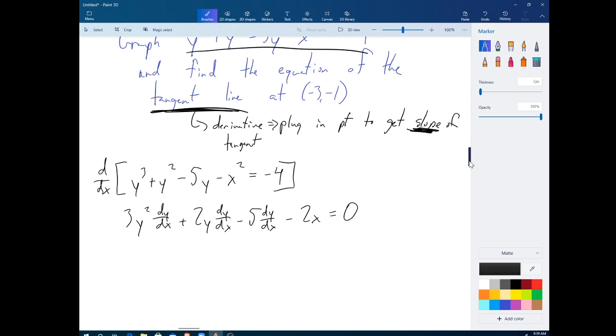All right, compare your work to mine. As we take the derivative, we get this new equation. The problem with this is our derivative, the dy dx, the f prime, the y prime, whatever you want to call it, is inside the equation. This slope of the tangent line is the derivative, so we've got to do some algebra to pull it out.